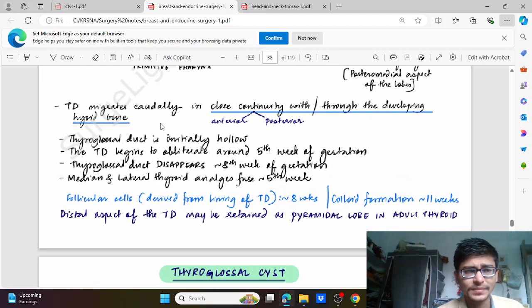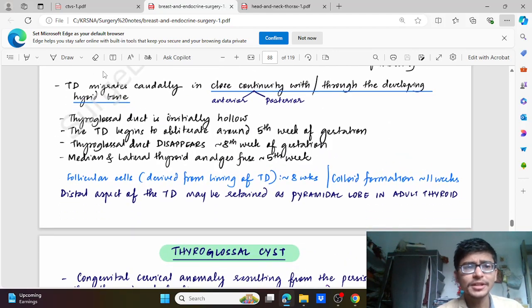So the thyroglossal duct migrates caudally, comes down in close proximity to the developing hyoid bone. It could be anterior, posterior, or even through it. The duct is initially hollow, which gets obliterated around the 5th week of gestation, and disappears by the 8th week. The median and the lateral thyroid anlage fuse by the 5th week, becoming the thyroid.